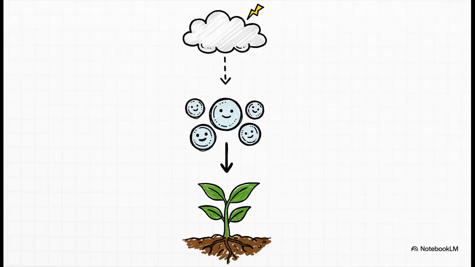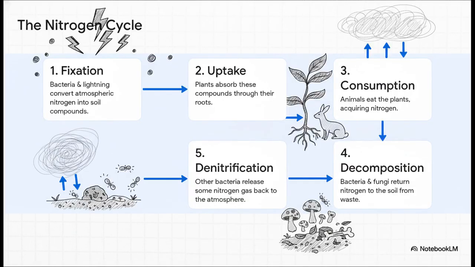Something needs to take that useless gas and fix it into a form that plants can actually absorb from the soil. And the key to unlocking it is, you guessed it, our invisible allies, bacteria. They perform this incredible kind of natural alchemy called nitrogen fixation. And this right here, this is the planet's ultimate recycling program. You've got bacteria and even lightning fixing nitrogen into the soil.